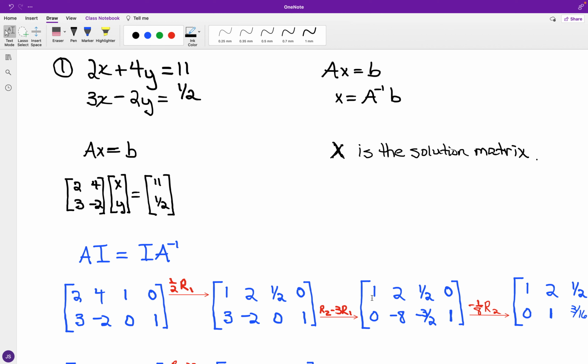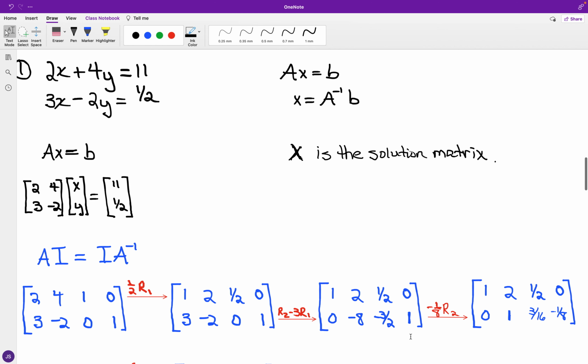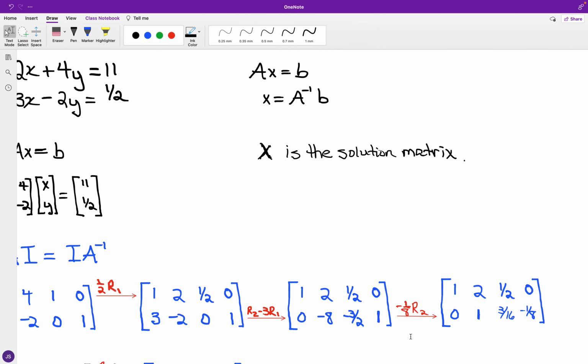Now for the first column, I have 1, 0. And for the second column, I want 0 and 1. And I can change the negative 8 that I have momentarily to 1. I'm going to divide by negative 8, or take negative 1/8 of the second row elements.